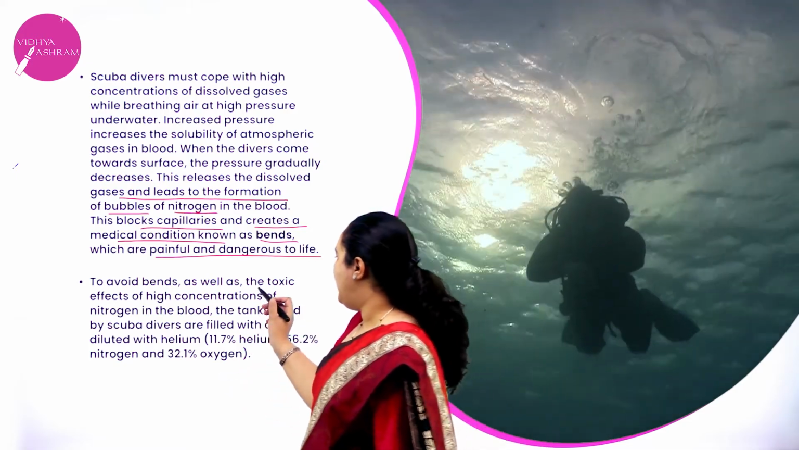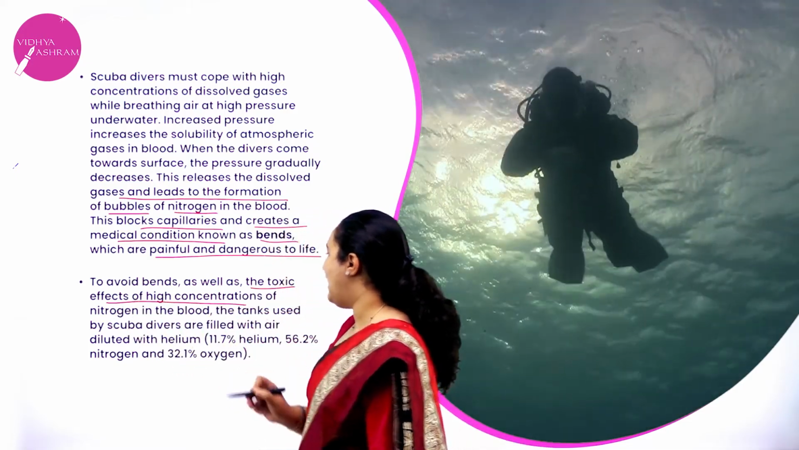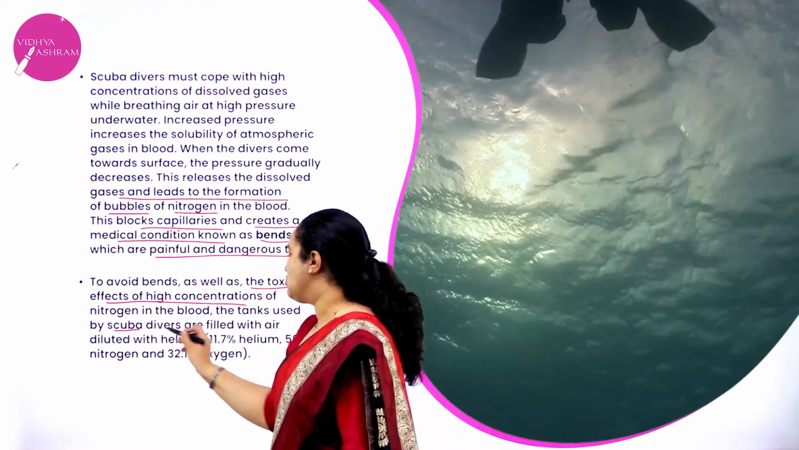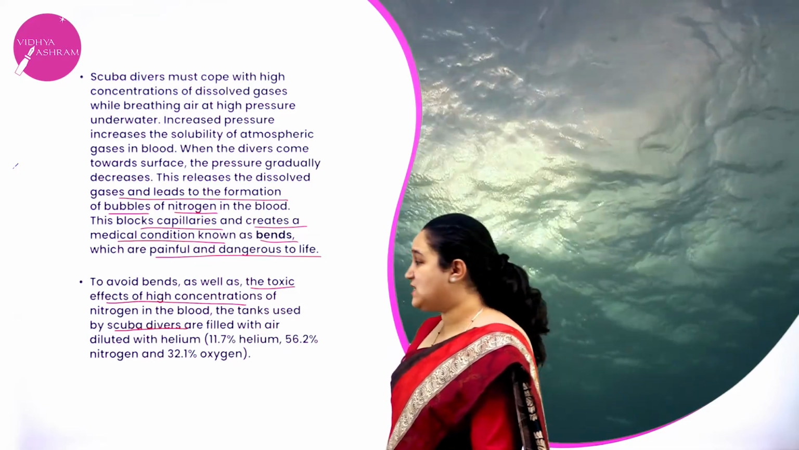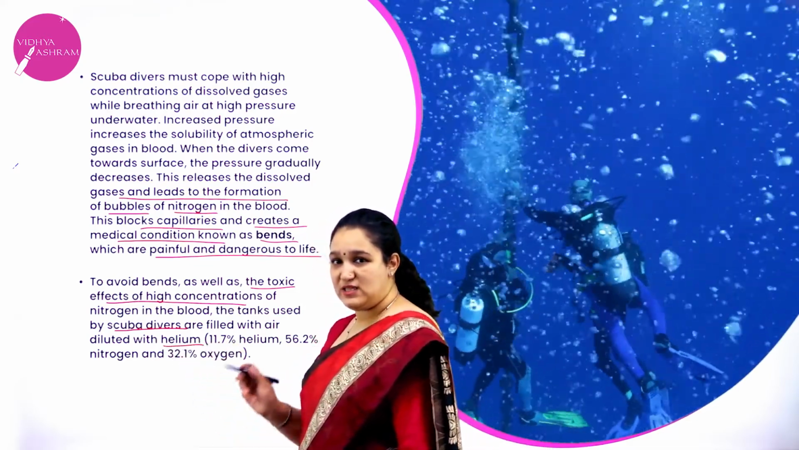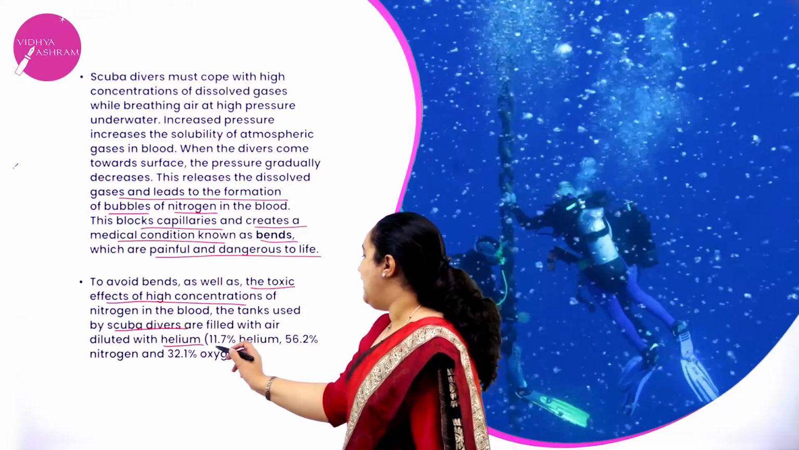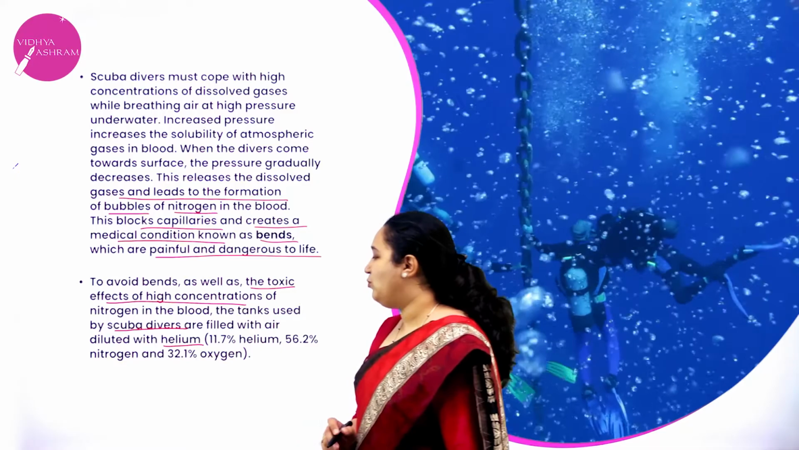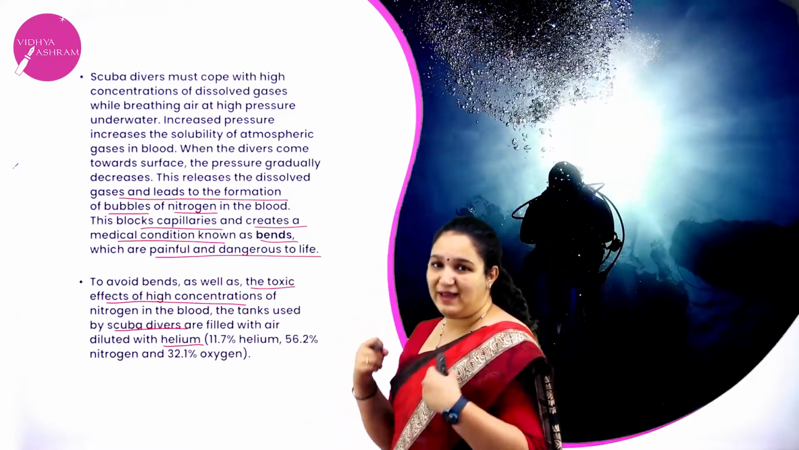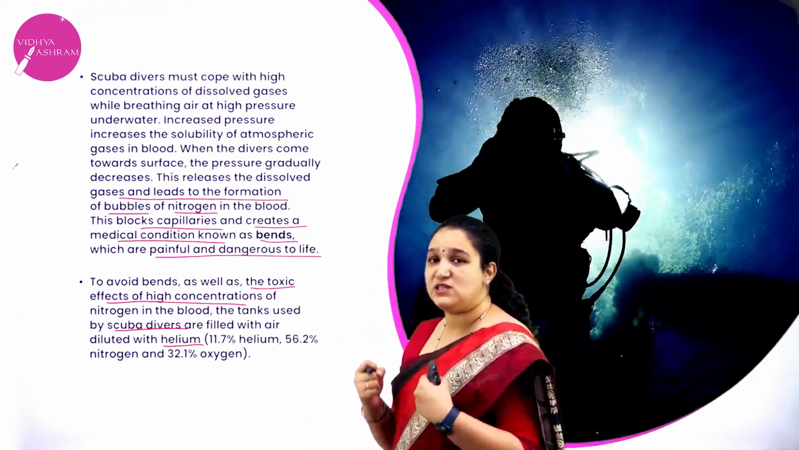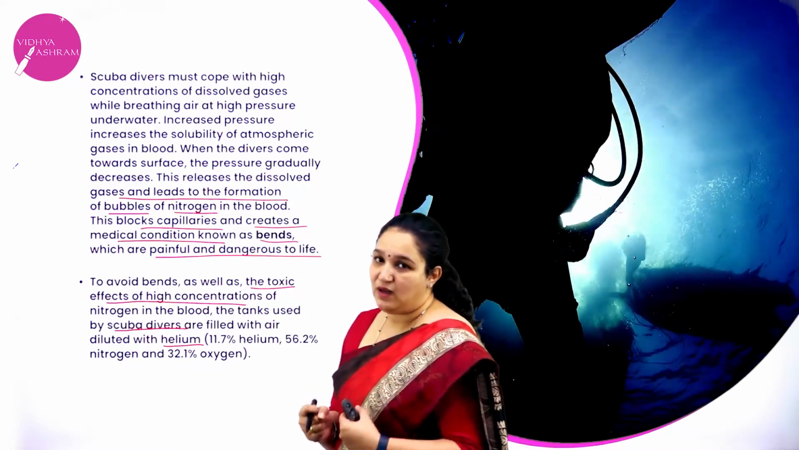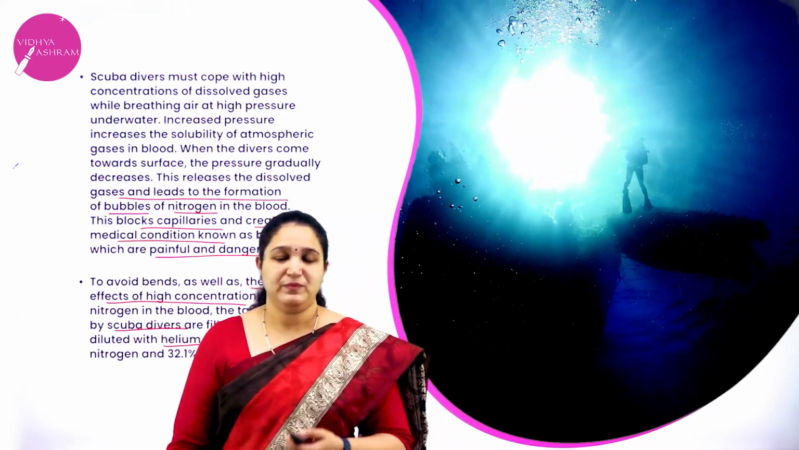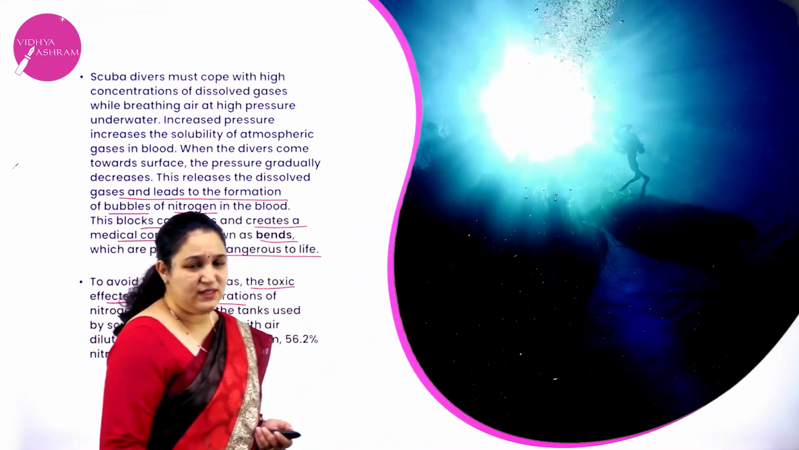Also, to avoid bends, the toxic effect of high concentration of nitrogen in blood, they carry tanks with air. These scuba divers have filled air which is diluted with helium. It has 11.7% helium, 56.2% nitrogen and 32.1% oxygen. So they are carrying the cylinders which is diluted with helium and has got less amount of nitrogen comparatively. So that is about the disease bends.